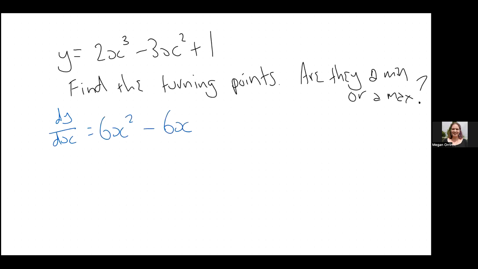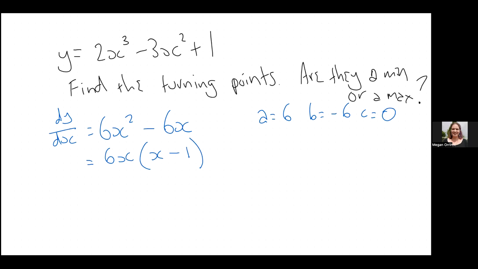Now, there are multiple ways that I can solve this. I think the easiest one is factorizing, but you can always use the quadratic formula. What is a in this equation? 6. What's b? Negative 6. What's c? 0. There's nothing here. But what I'm going to do is factorize. So what is my common factor? 6x is my common factor. What's left here? What's left here? Minus 1. Anything divided by itself is 1.